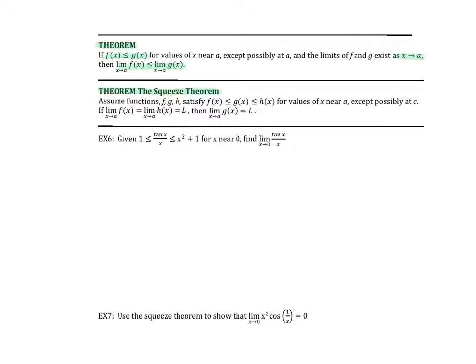So let's say we have 3 functions, f, g, and h. Let's just say that f is less than or equal to g, which is less than or equal to h. So g is between f and h, but just near that a that we're approaching. Maybe we don't have that relationship for all values. Okay? So let's just say when we take the limit of f and the limit of h, it's the same. Then that's going to force the limit of g to be the same, because g is between them.